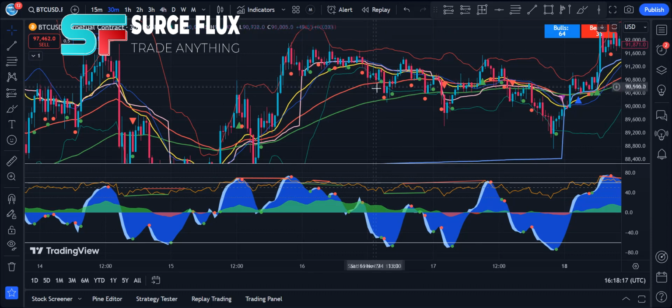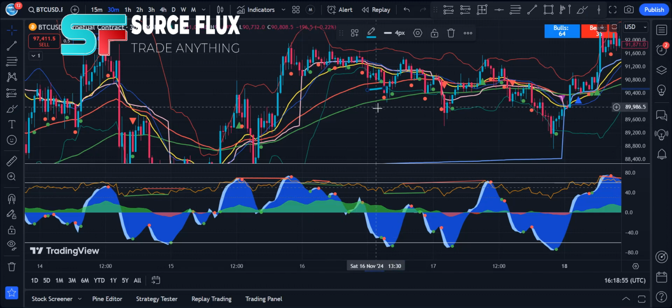So here we have all the EMAs aligned bullishly. We have the price below the lower Bollinger Band, and the first signal is printing here. If you entered here and set up your stop loss here, you will be stopped out because the price comes lower. Now, depending on your risk management, if you have a lower stop loss, you will still be profitable in this trade.